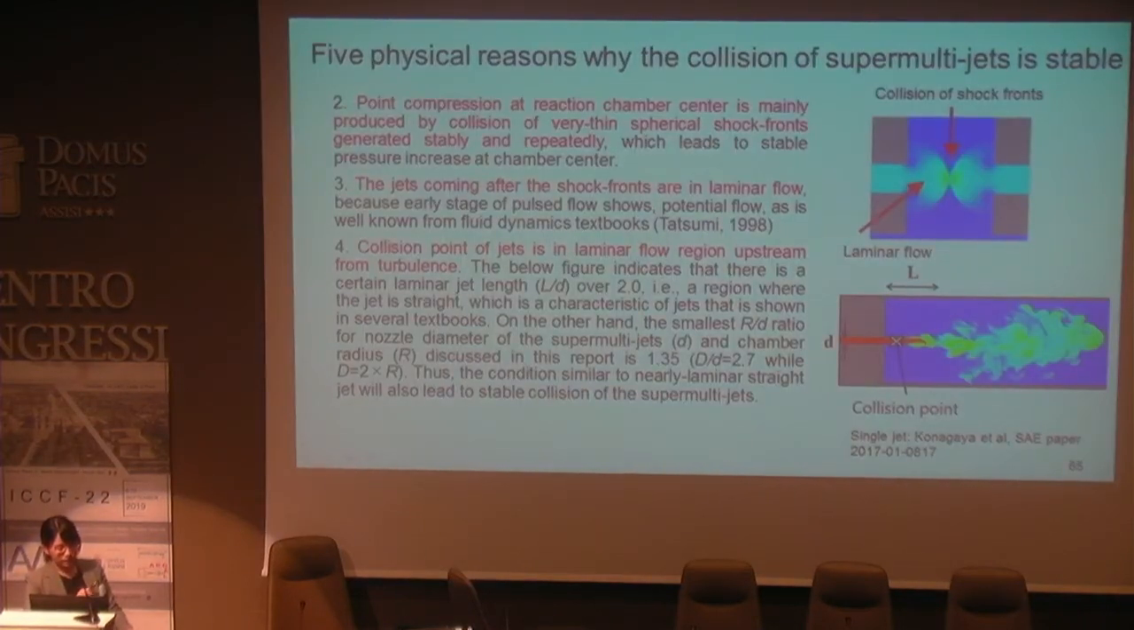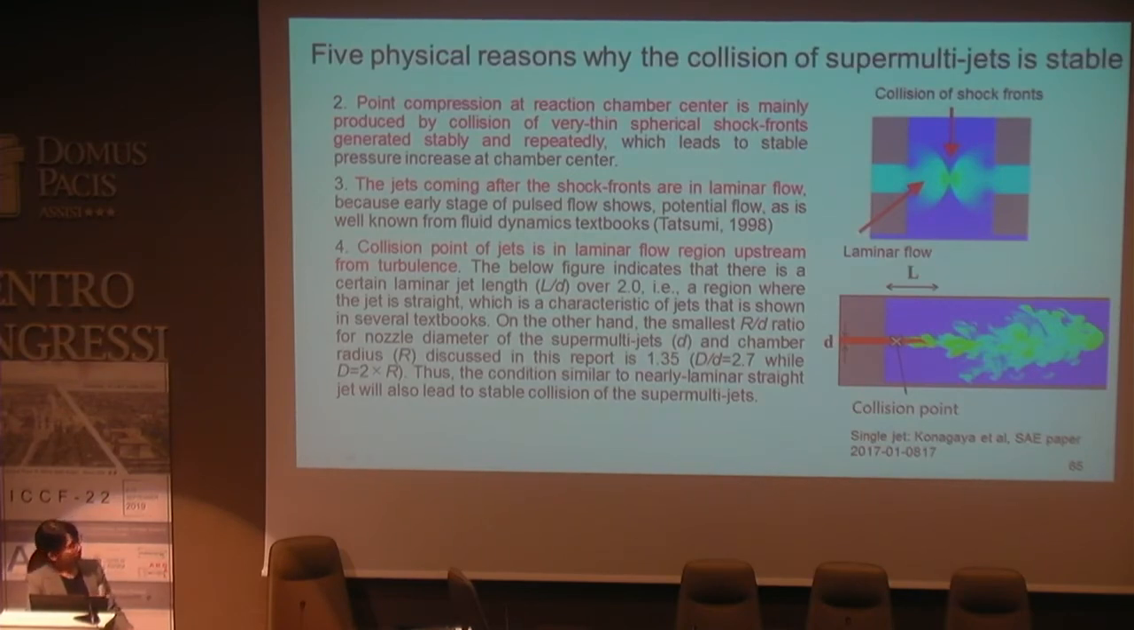And the second reason, as I explained, is that this collision is mainly produced by collision of very thin spherical shock fronts generated stably and repeatedly. This is the computation result just before the collision of the shock front. And I'd like to point out that these are spherical shock fronts. It's different than two-dimensional shock fronts. And also for point 3, the jets coming after the shock fronts are in laminar flow, because these are pulsed flows, which are potential flows, as is well known from fluid dynamics textbooks.